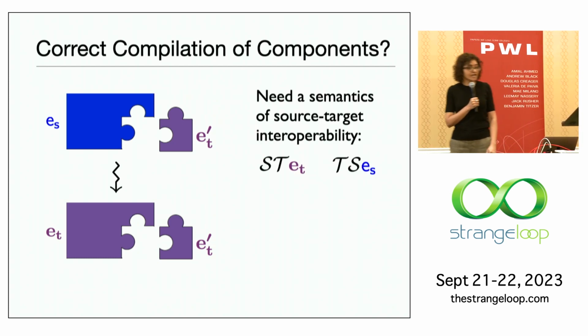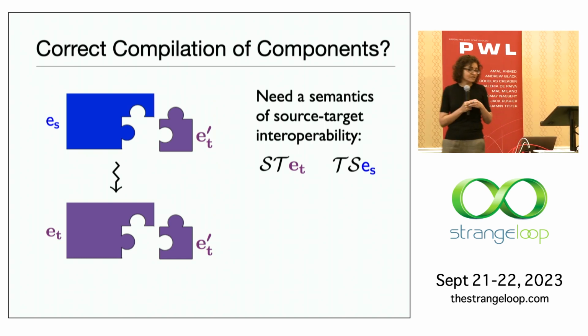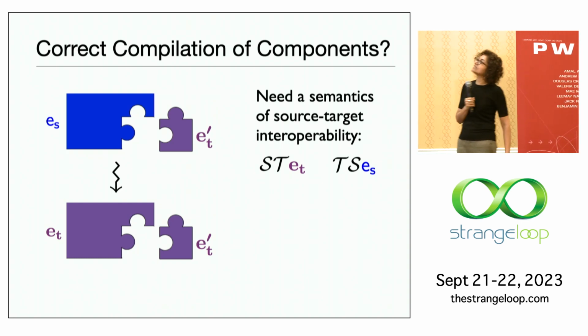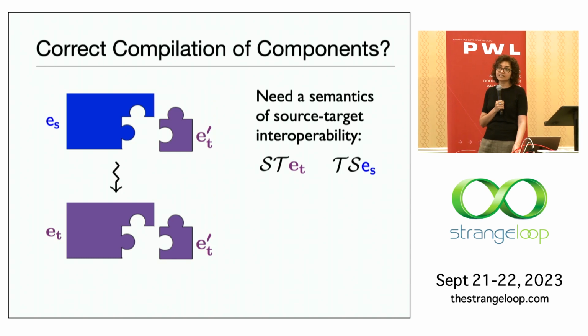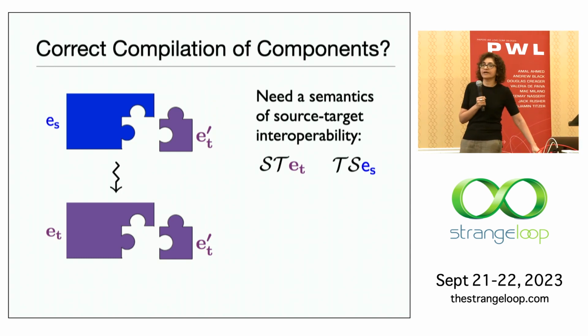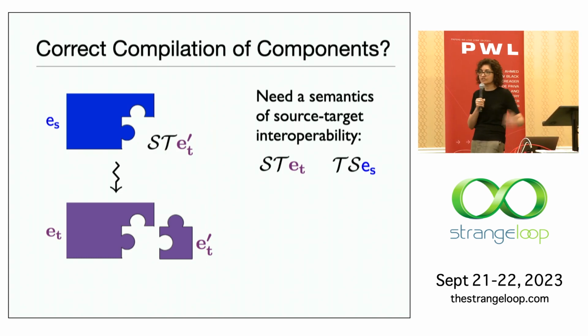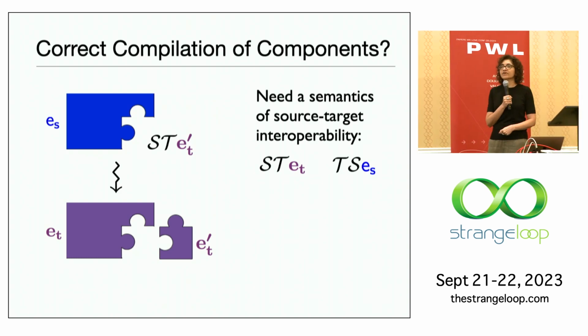If you can write down an interoperability semantics between your source language S and your target language T, then you can actually give a semantics to that linking at the top, where the blue piece and the purple piece are being linked together. You can do that with these ST and TS boundaries if you start to define source-target interoperability. So the solution becomes, oh yeah, I can link with ET prime. I just wrap it in a boundary first, and I have a semantics for how that runs.